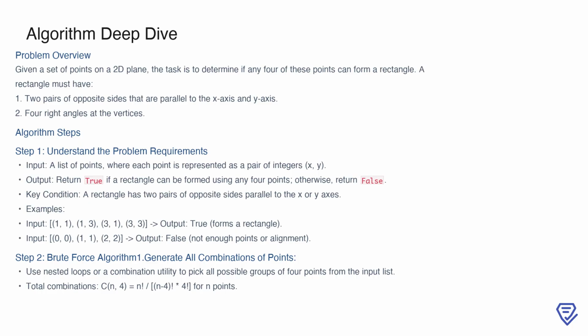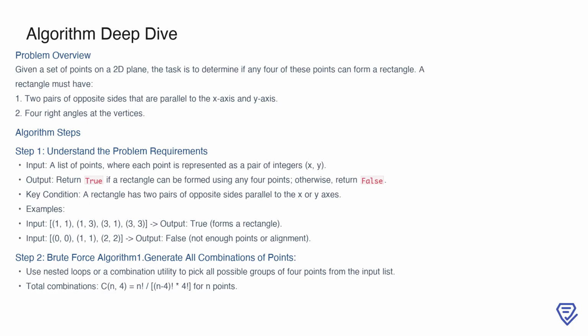In this problem, we are tasked with determining whether any 4 points from a given set can form the vertices of a rectangle on a 2D plane. A rectangle must have 2 pairs of opposite sides that are parallel to the x-axis and y-axis and must include 4 right angles at its vertices. The input is a list of points, where each point is represented as a pair of integers, and the output is a Boolean value indicating whether a rectangle can be formed.